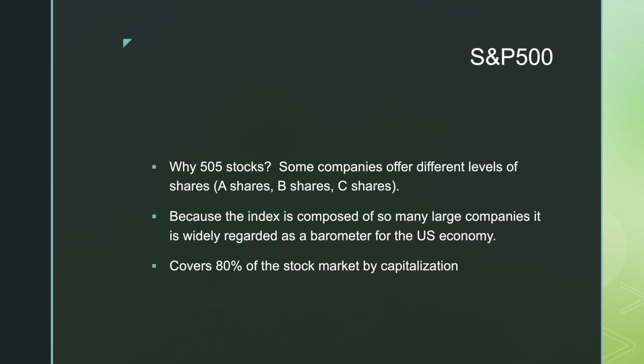So why is it 505 stocks if it's the S&P 500? Well, some companies offer different levels of shares. You might see A shares or B shares or C shares. And oftentimes all that relates to is the weight of voting that you get at a company meeting. So someone with A shares will have far more weight in their voting than a C-share stock, which might not even offer you any voting weight.